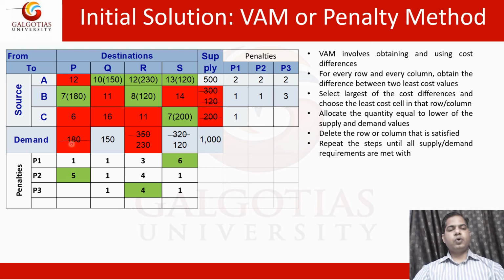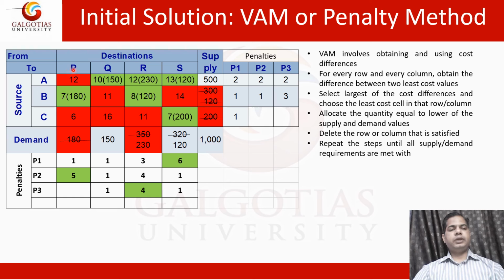So I have to go in this particular column and select the least cost. Now the least cost of this is not 6, because 6 is already eliminated. So out of this 12 and 7, the 7 is the least cost. Now I have to give the maximum possible allocation to this 7.